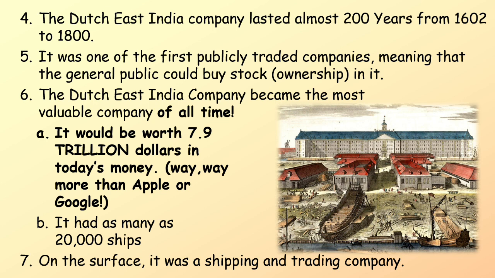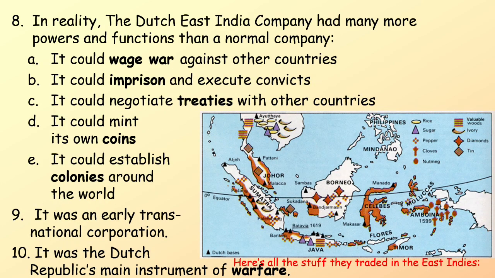On the surface, the Dutch East India Company was a shipping and trading company. But in reality, it had many more powers and functions than a normal company. For example, it could wage war against other countries. Can you imagine Walmart being able to wage war against other countries? It could imprison and execute convicts. You can't imagine Disney doing that, like Mickey Mouse executing convicts.